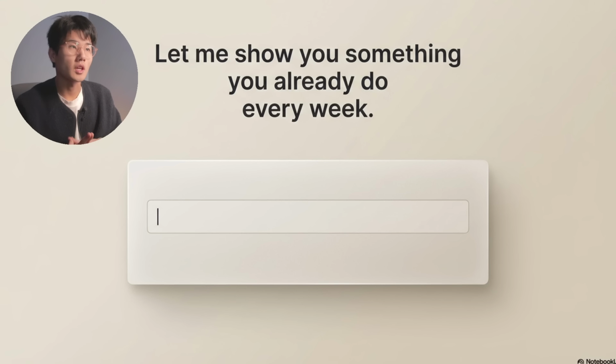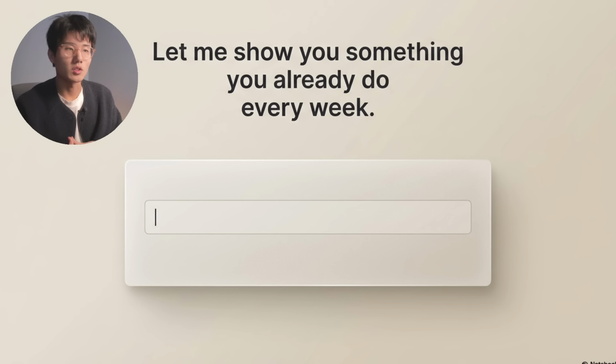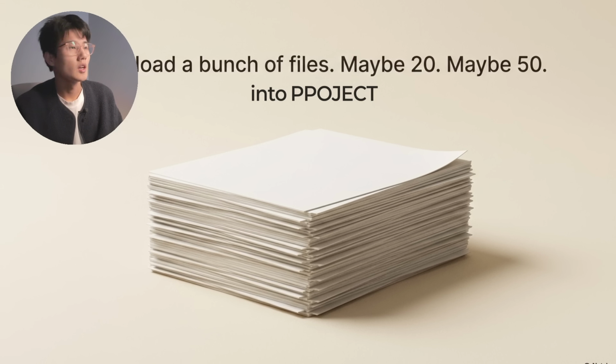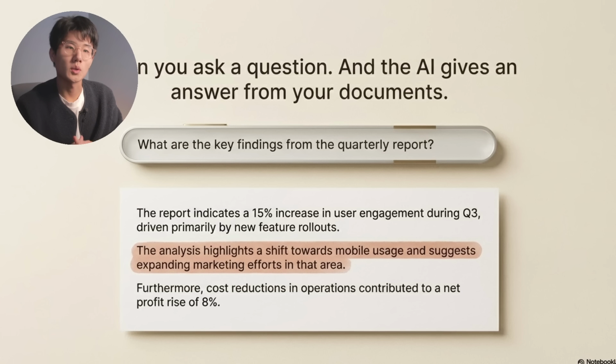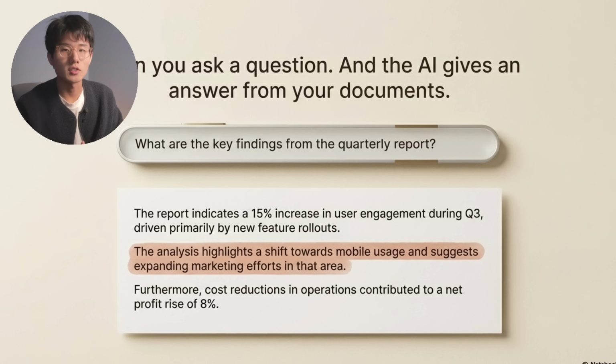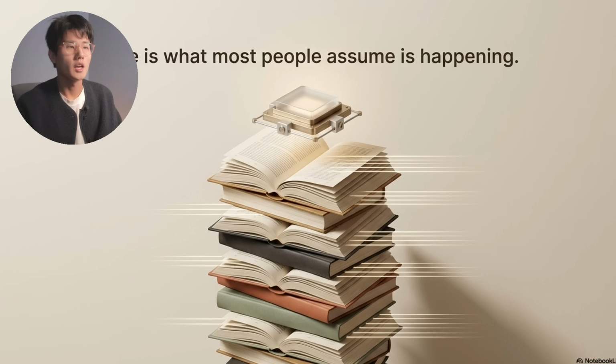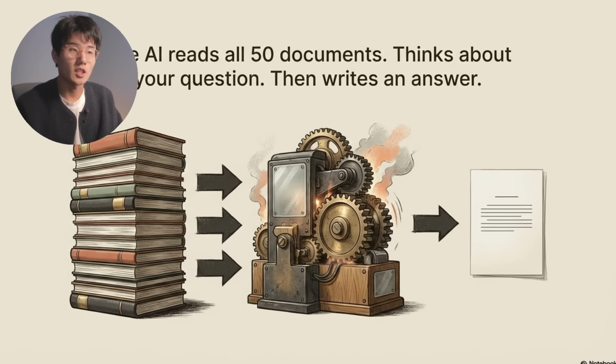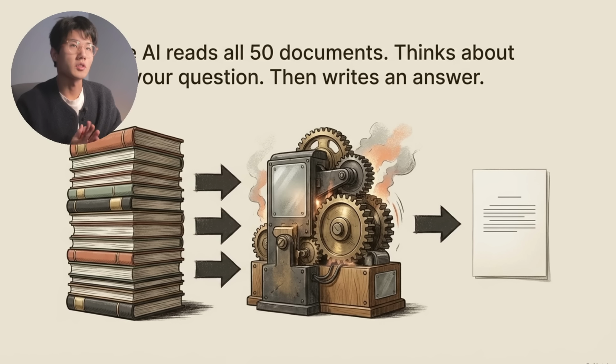Let me show you something that you are probably doing every week. You open ChatGPT or Claude, whatever LLM you're using, or even NotebookLM. You upload a bunch of files, maybe 20 PDFs, maybe 50, or even 100 plus, and you ask a question, and the AI gives you an answer pulled from your documents. Here's what most people assume is happening: the AI reads all 50 documents, thinks about your question and gives you an answer based on that. Reasonable assumption, but here's what is actually happening in the background.